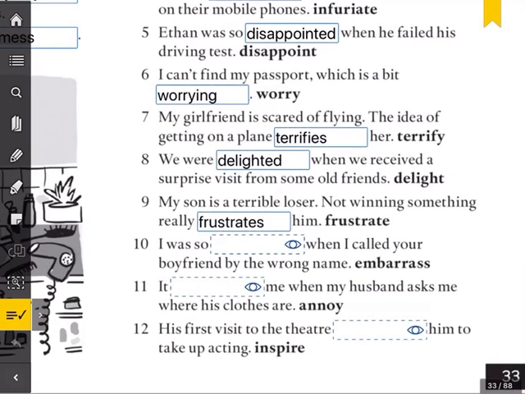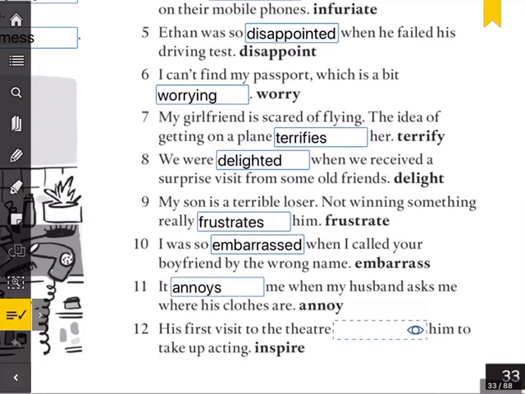Number 10, I was so blank when I called your boyfriend the wrong name. Now we need to use embarrass. Take a moment. Find the correct form and let's see what you can do. Embarrassed, no? I was so embarrassed when I called your boyfriend by the wrong name. Number 11, it blank me when my husband asks me where his clothes are. Now you need to use annoy. What do you think? Have you got an answer? It annoys me, not the verb, when my husband asks me where his clothes are.